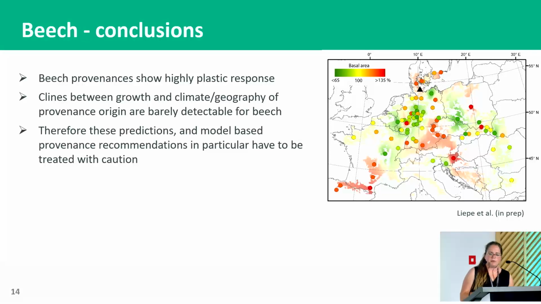And just as an example, you see here a different analysis of one provenance trial located in northern Germany, which Niels was also talking about on Tuesday. You see there is some poor growth, the red means poor and the green means good growth. There's poor growth towards the southern margin, also towards the northern margin, but still in between there is a lot of variation, and there are areas where we cannot really find clear gradients with climate or geography. Therefore these predictions have to be treated with caution.